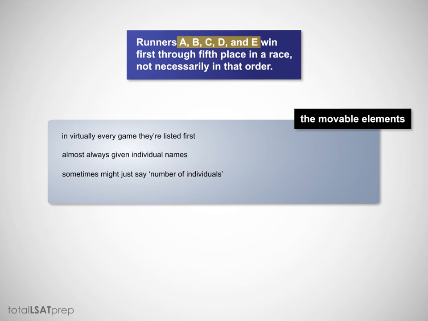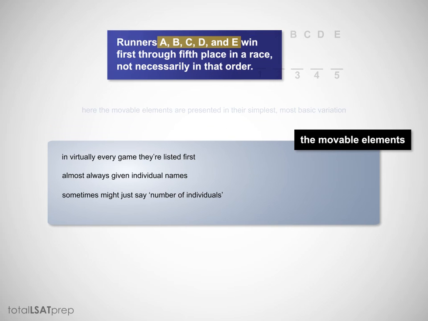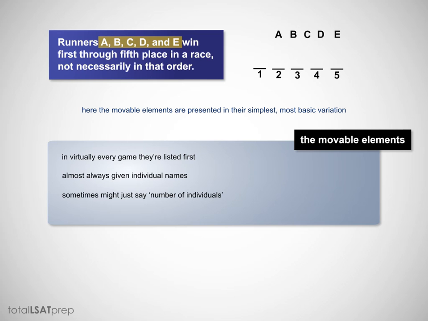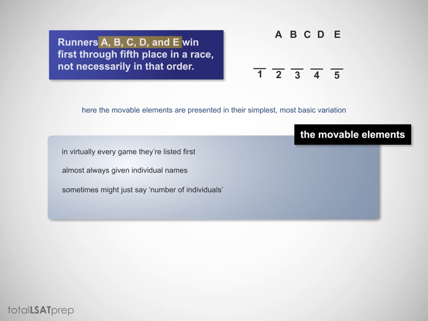Sometimes it might just say a number of individuals. So here the movable elements are presented in their simplest and most basic variation. Just a group of movable elements.